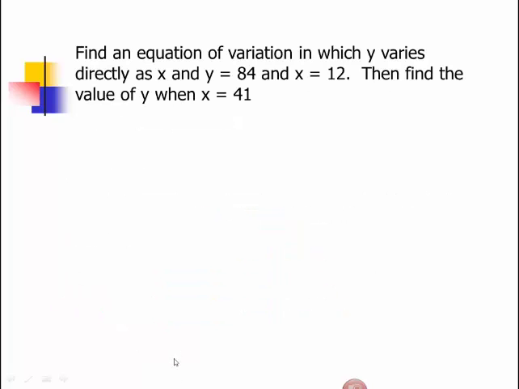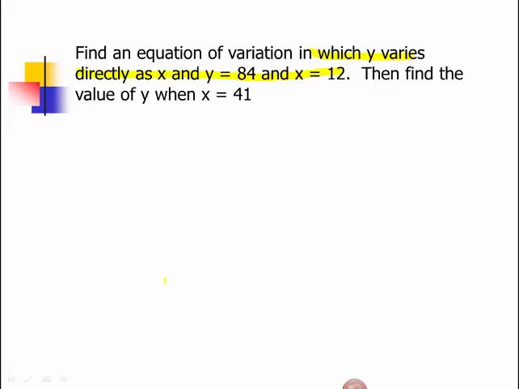All right, now, the third part's going to look like this. Find an equation of variation in which y varies directly as x, where y is 84 and x is 12, then find the value of y when x is 41. Oh my gosh, lots of stuff. Look at the very first part. Y varies directly as x when y is 84 and x is 12. Do what we just did.